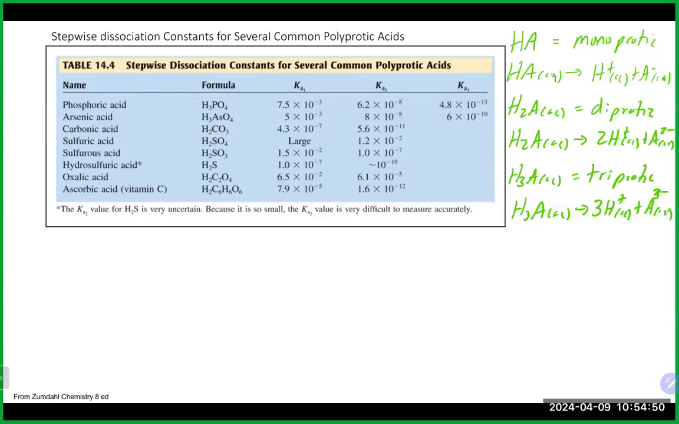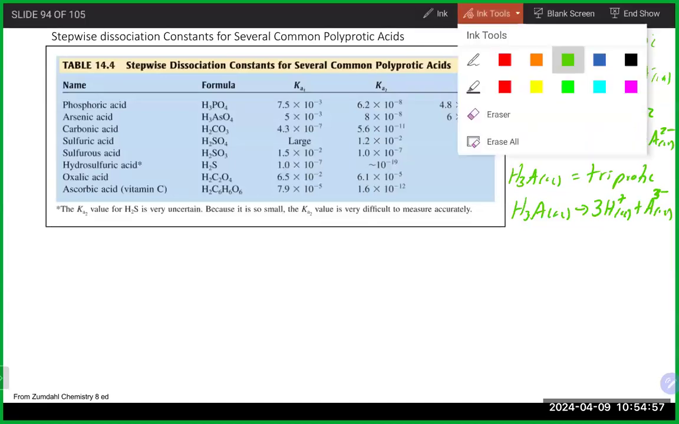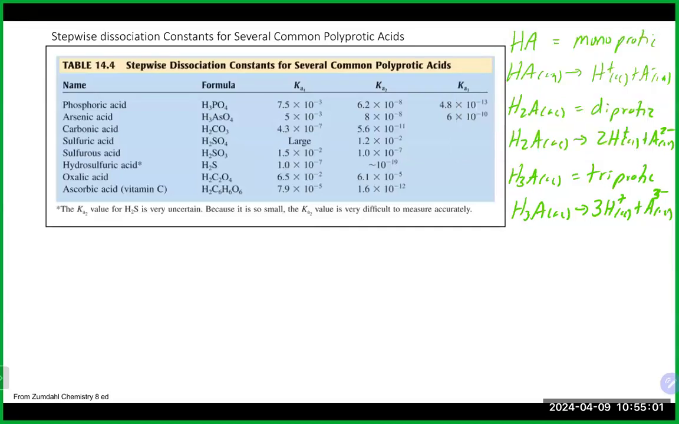Particular case. Hydrogens come off acids, especially in polyprotic acids, diprotic and triprotic acids, basically one at a time. They don't all just drop off. And each time one comes off, you could have a Ka value associated with the hydrogen coming off.